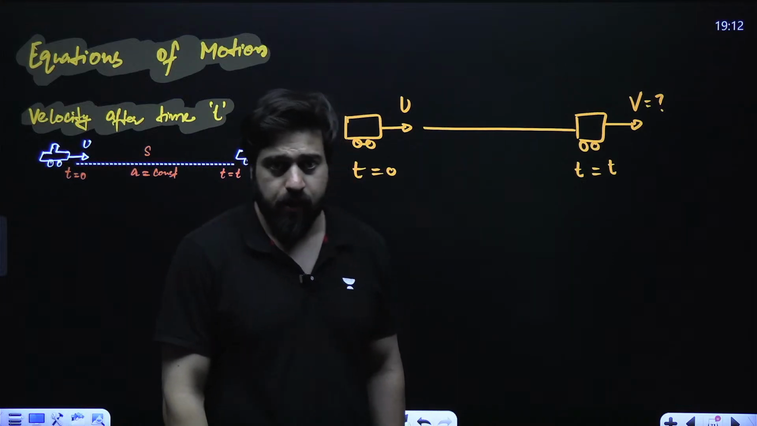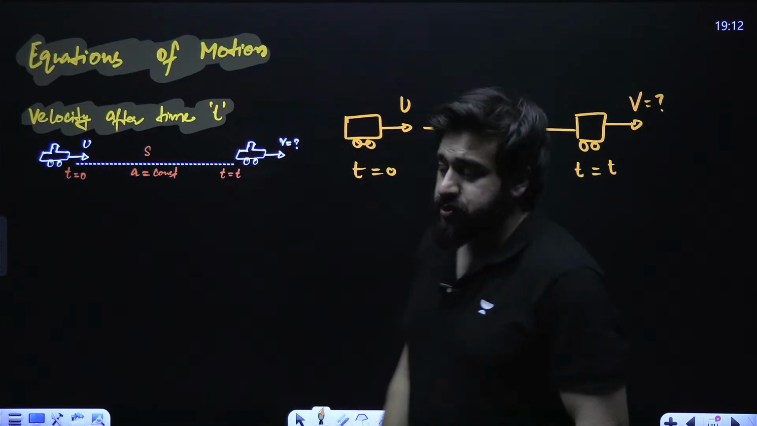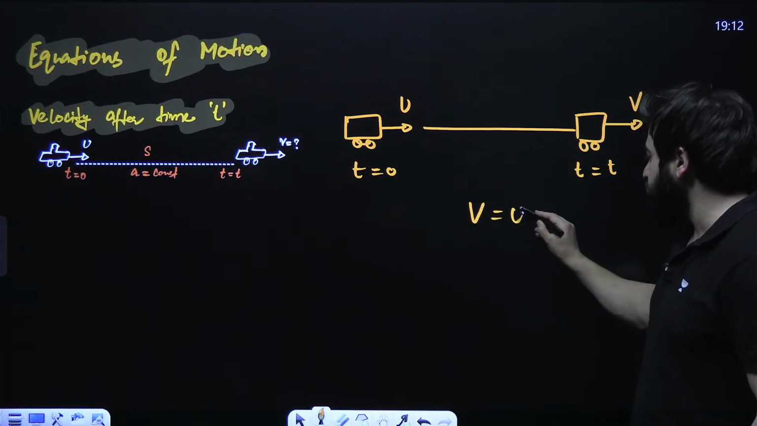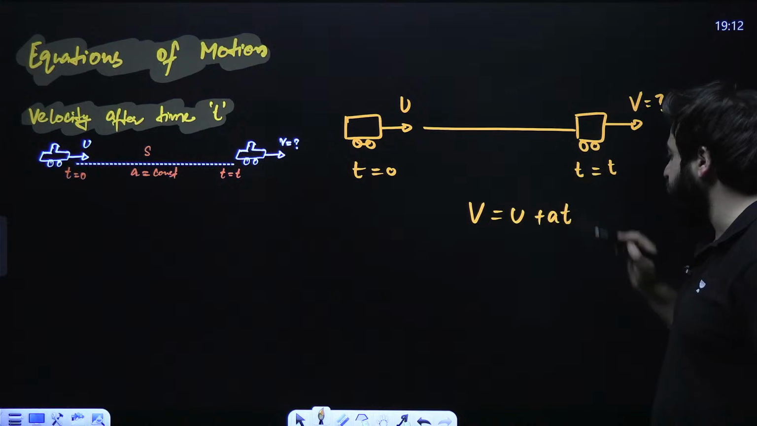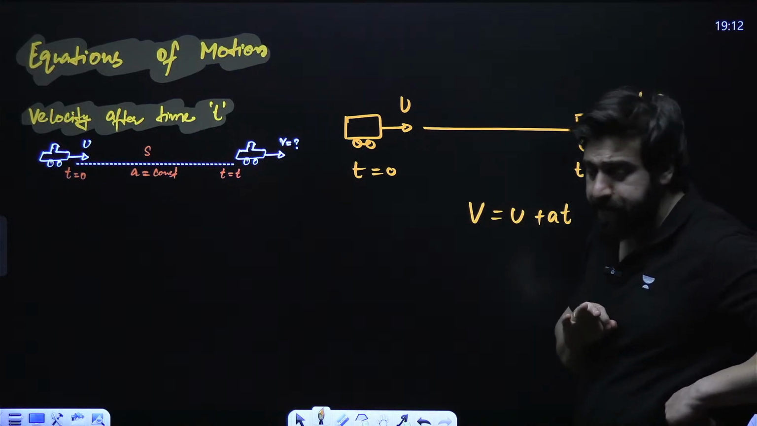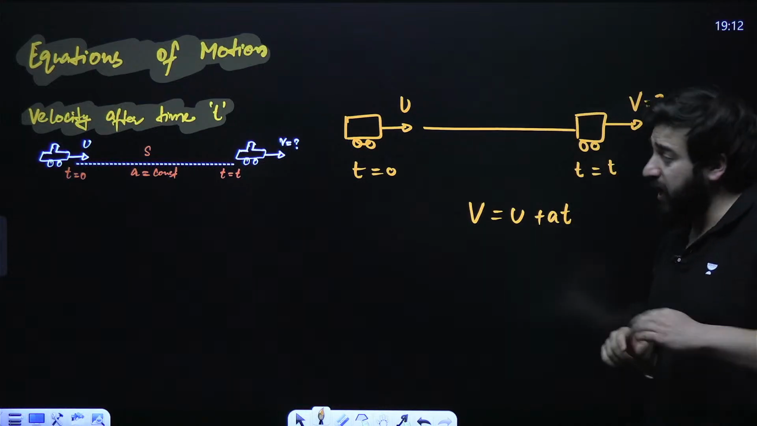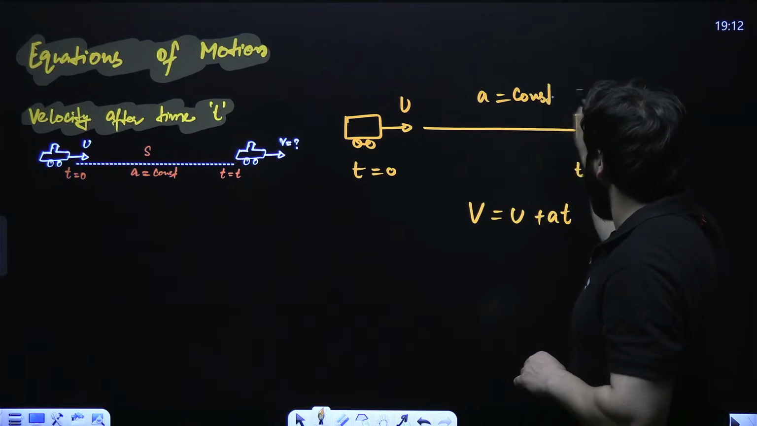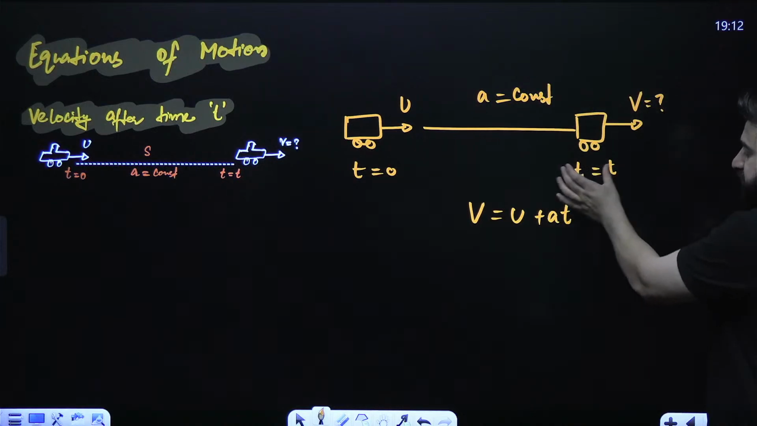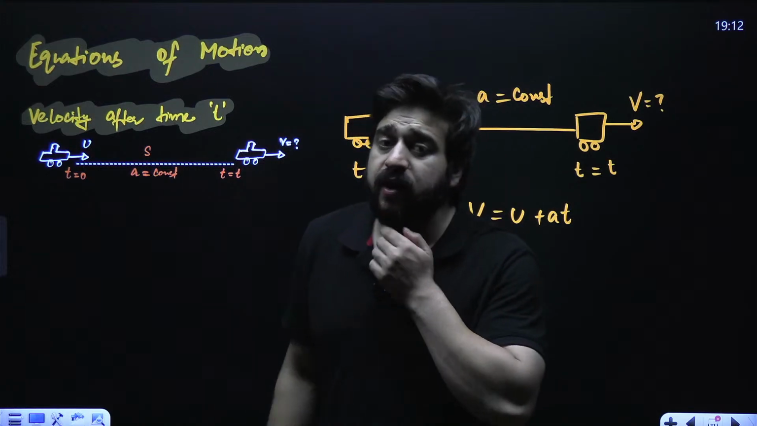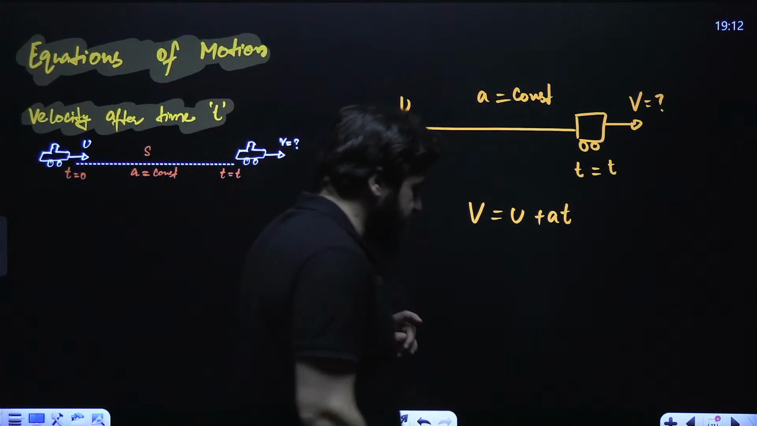So my dear friends, this velocity was v is equal to u plus a into t. u is the initial velocity with which it was moving initially, a is the acceleration, and acceleration in this journey is constant, and t is the time. This was the velocity of the car after time t. If you remember the last class, we discussed this.